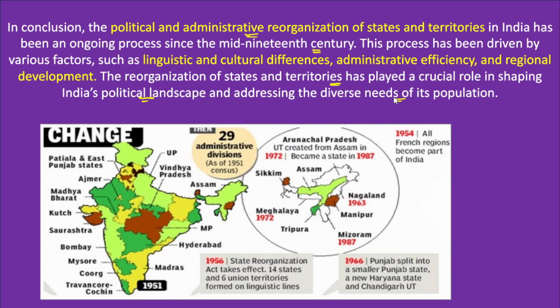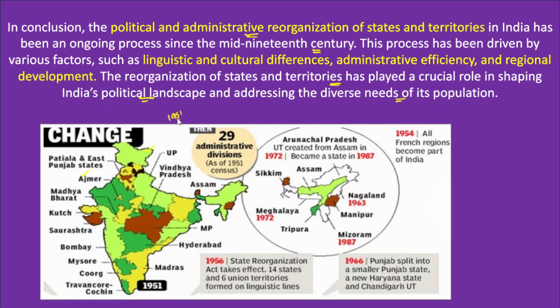So this is how you can conclude the answer, and the image given here shows how India was in the year 1951. You can see the map of different states in India is different from what it is now. There were different princely states like Ajmer, Travancore, Coorg, Mysore. Over a period of time, it has led to the consolidation and formation of different states. And this is an ongoing process with changing needs of the society and changing needs of the people. We can also see the continuous reorganization and reformation of different parts of our country.